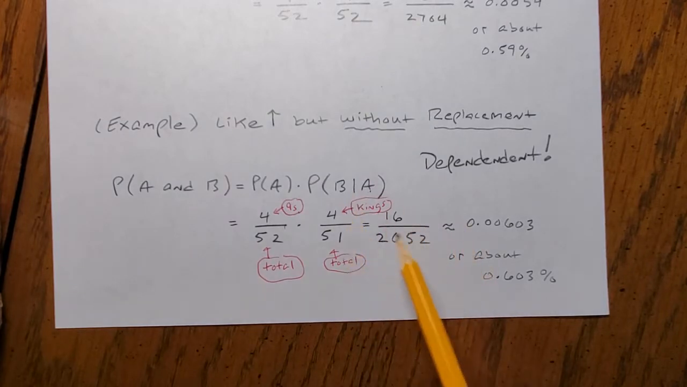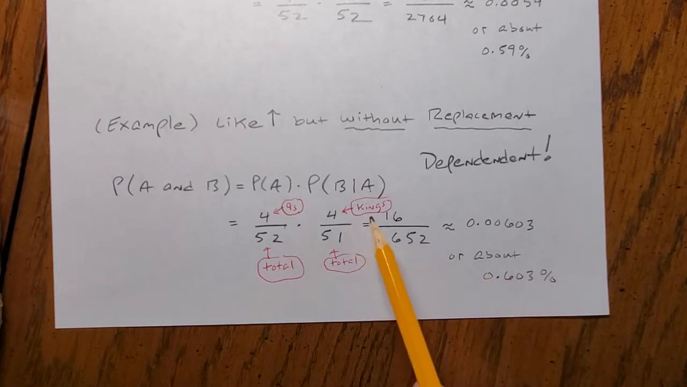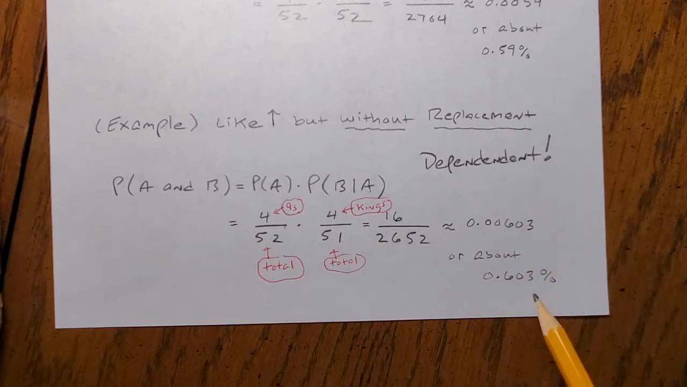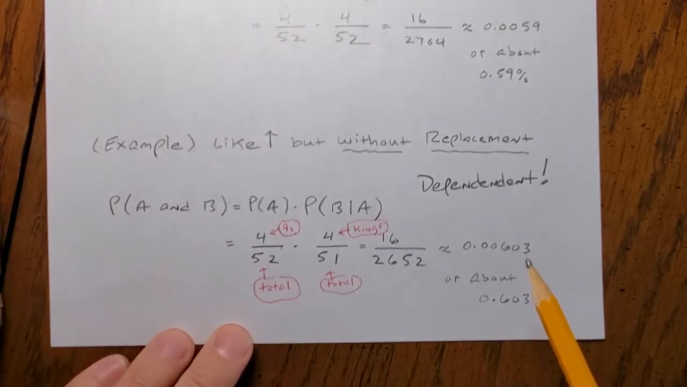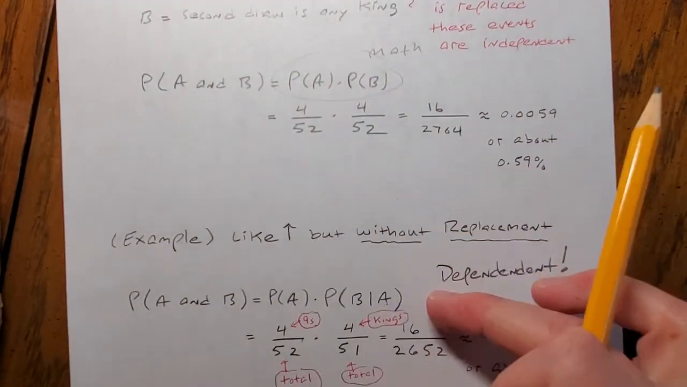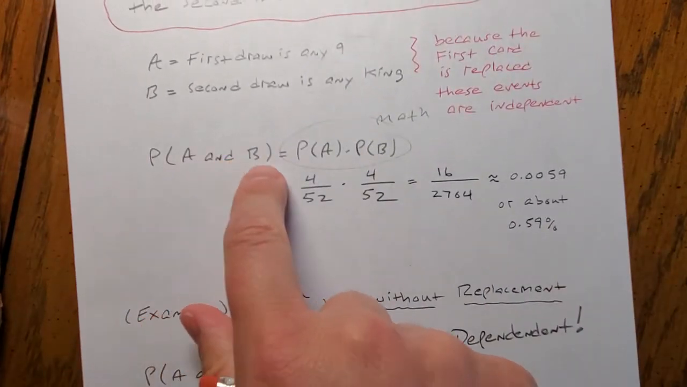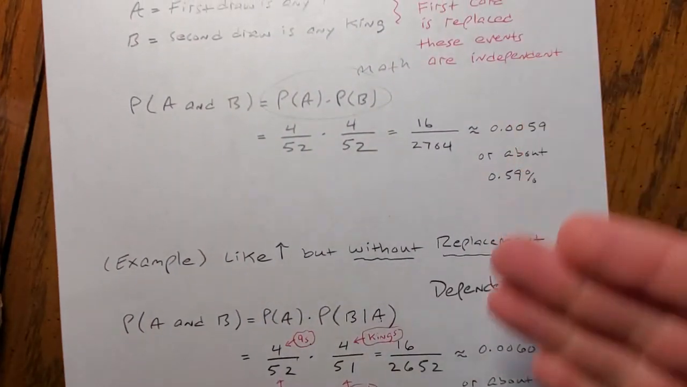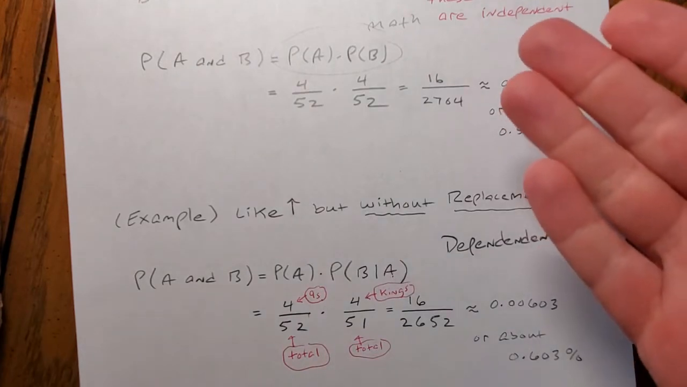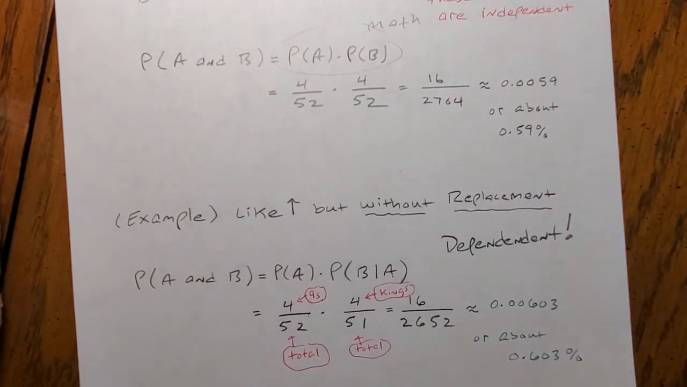All right, so that gives us 16 over 2652, which is still a little more than 0.5%, about 0.603% chance. A little more likely because you're trying to get that king out of a slightly smaller deck, but it's not that much different, even though it is a different number. But what I really wanted to show you is how to use that multiplication rule, how to think about events occurring in sequence, how to tell the way the math is different if the events are independent or dependent.